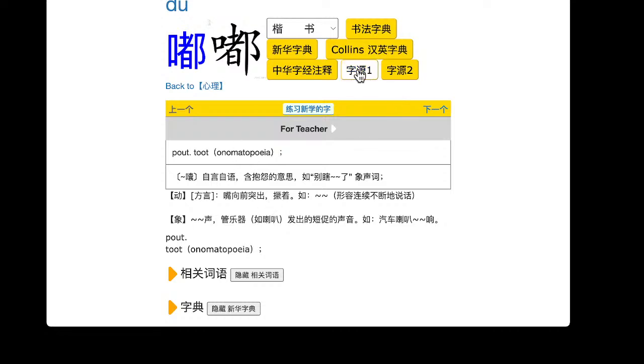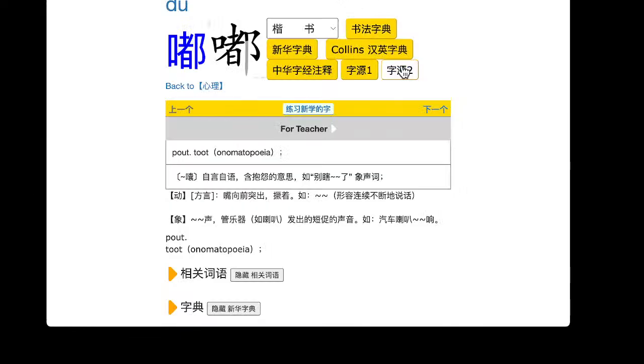Now, let's take a look at the character. This one is just a mouth radical on the left, which means related to the mouth. And this 嘟 just means sound. There's nothing fancy over here.